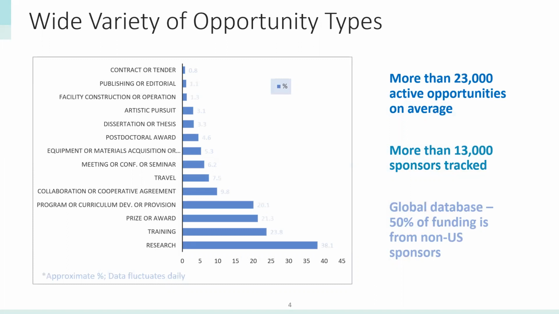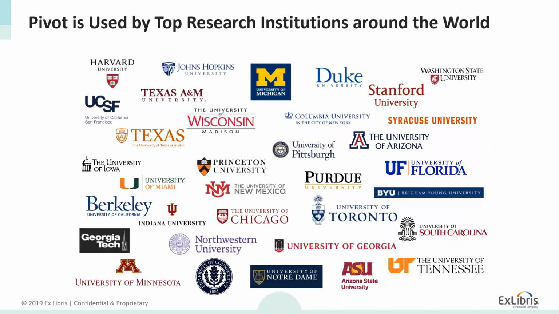You'll see at the bottom, the vast majority of the opportunities in Pivot are for pure research, but our funding opportunities database also includes things like equipment grants or travel and things like that. So anything that's listed in there.